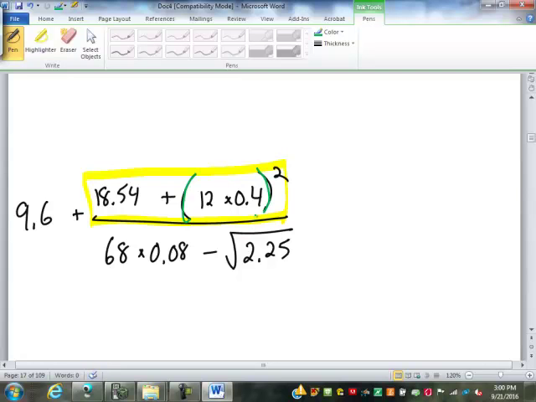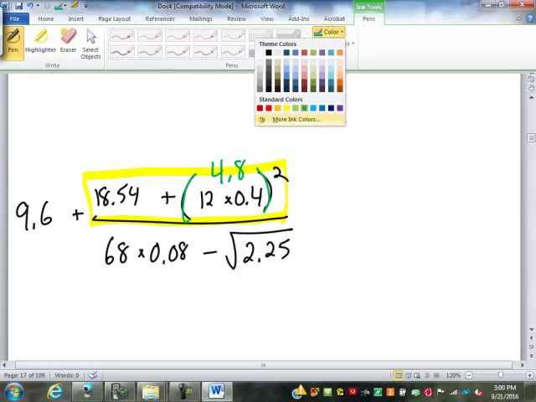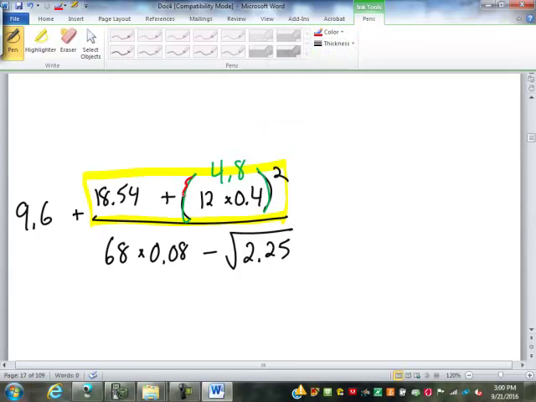Parentheses, enclosing symbols, right? So in there we have to do 12 times 0.4, which is going to be 4.8. Now this one's a little different. What do we have to do before we can get rid of the parentheses? We have to do the exponents. We have to do the power. 4.8 squared is 23.04.